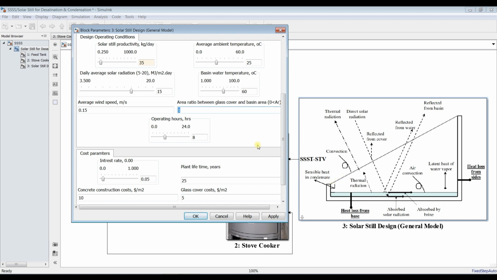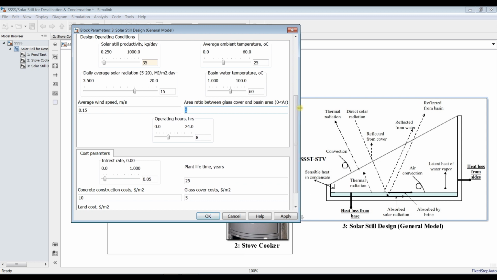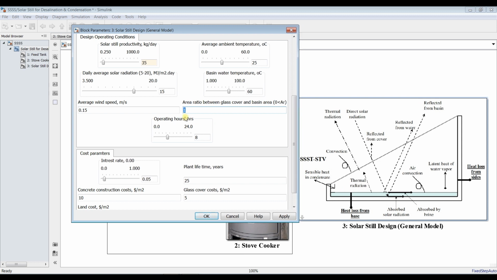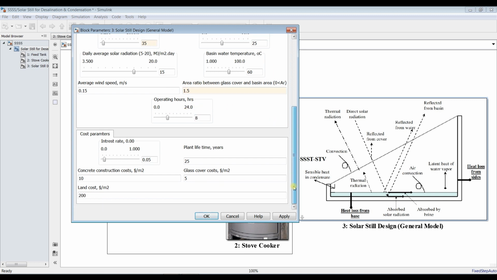Area ratio between the glass cover and the basin. I think it's around 1 for single slope, or 1.5, or 1.2. It's up to you. I think it's 1.5. Operating hours, the same operating hours.